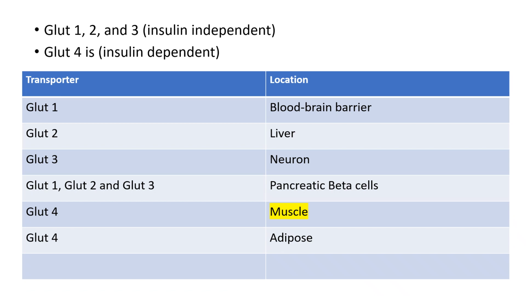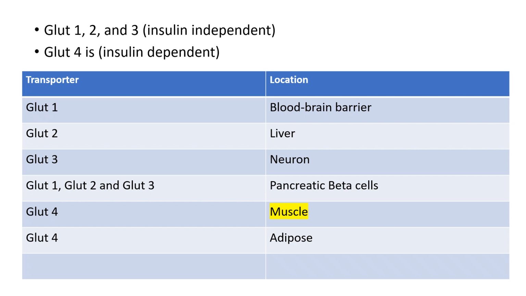We are only going to talk about the GLUT transporter, and there are 4 different types. Types 1, 2, and 3 are independent of insulin. I've created a table to show you exactly where these transporters are located. GLUT1 is in the blood-brain barrier, GLUT2 is in the liver, GLUT3 is in the neuron, and 1, 2, and 3 are in beta cells. All of those I just mentioned do not need insulin. When glucose is present, glucose will bind to that transporter and immediately be carried into the cytoplasm.